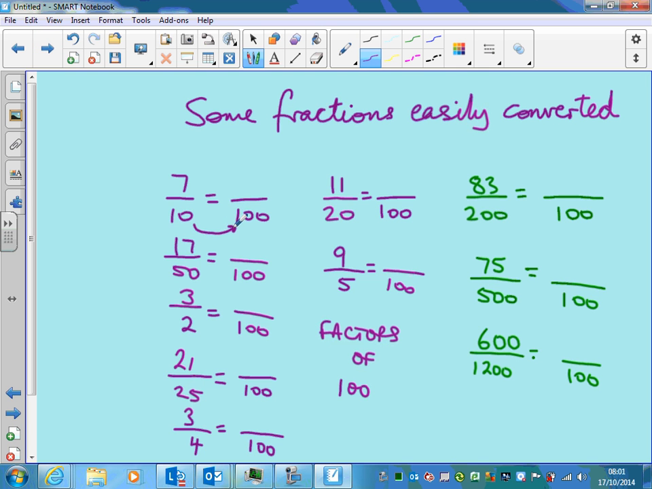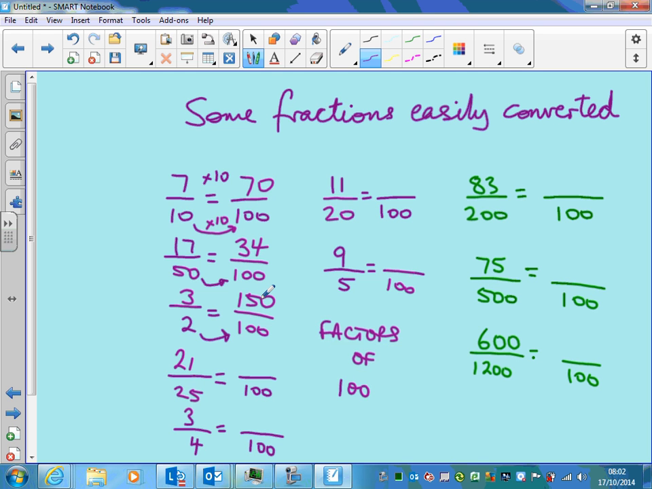What do you do to 10 to make 100? You times it by 10. What you do to the bottom of a fraction, you do to the top to find an equivalent fraction. So we do 7 times 10 and we get 70. What do you do to 50 to make 100? You times it by 2, so we double 17 to get our fraction over 100. What do you do to 2 to make 50? So to make 100, you times it by 50. So we do the same thing to 3 to get 150. Notice it's a top-heavy fraction, so we get a fraction greater than 100 over 100.